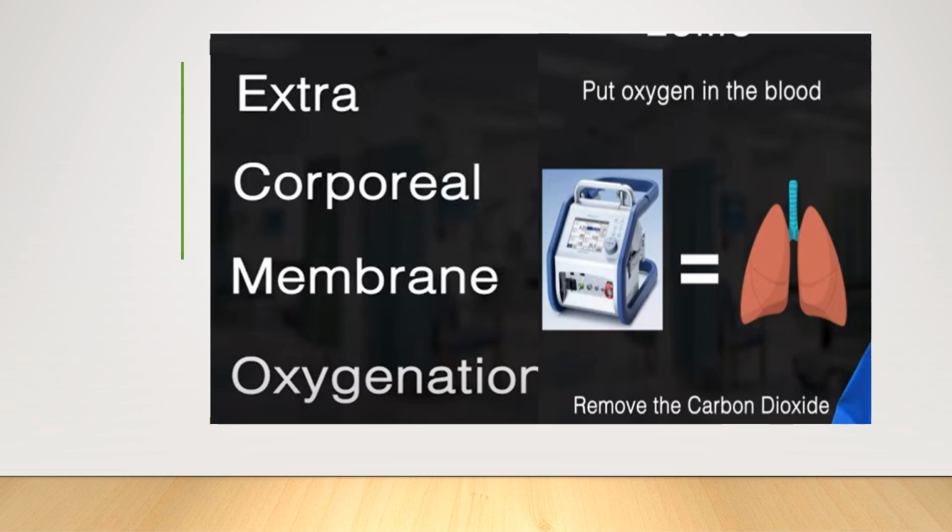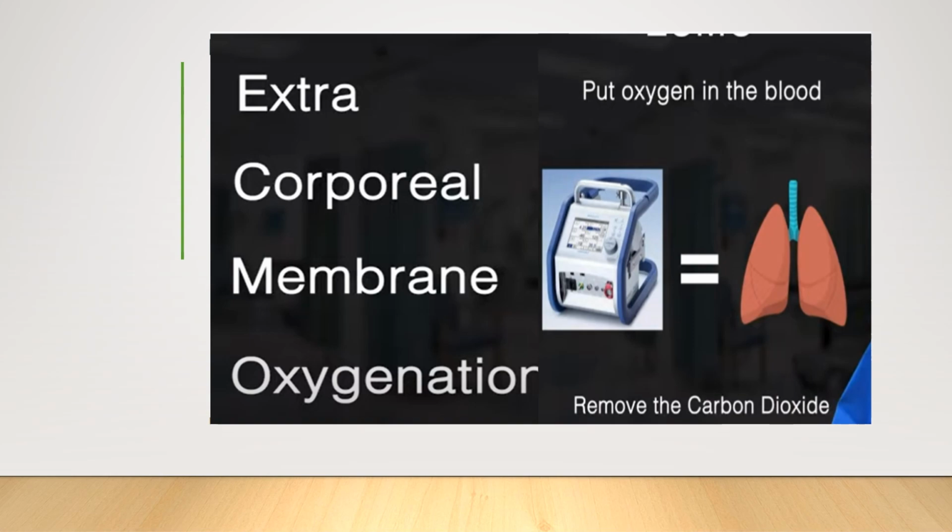One more important topic from the 30,000 series, that is the cardiovascular series. In that, we are going to see the extracorporeal membrane oxygenator. And it is basically we put the oxygen back into the blood and remove the carbon dioxide. Now, when do we use this?